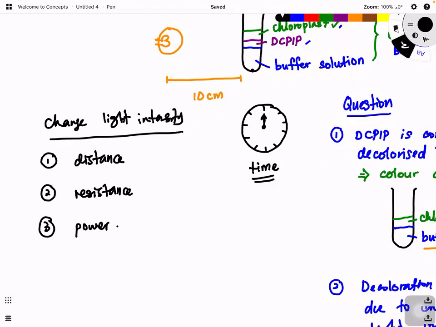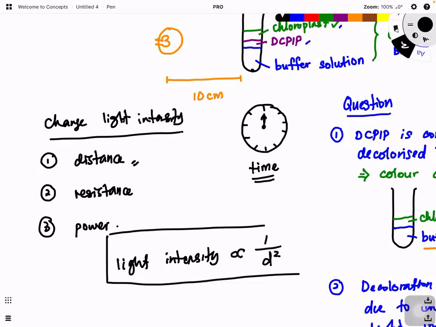Normally the easier way is the distance, because the light intensity is inversely proportional to the distance squared. According to the formula, the light intensity is inversely proportional to d squared, where d means distance. So it means that the further you put the lamp from the tube, the lower the light intensity will be.